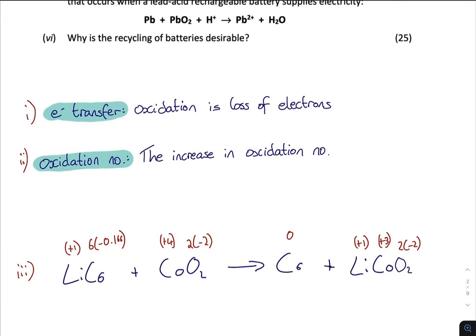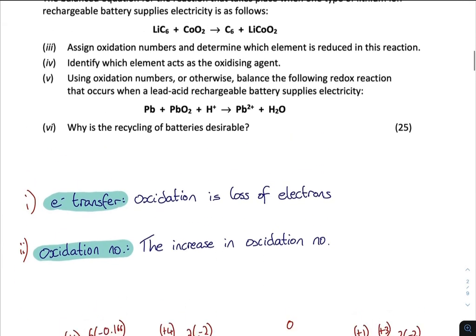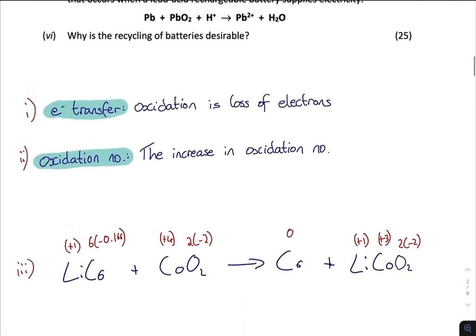Now you're asked from the question to assign oxidation numbers and determine which one is being reduced. So let's have a look at it. You can see I already half gave an answer there. Cobalt. So let's look at carbon. Lithium doesn't change, so let's look at carbon. Carbon goes from minus to a positive, so therefore it's been oxidized. Increase in oxidation number. Whereas cobalt is going from +4 to +3.